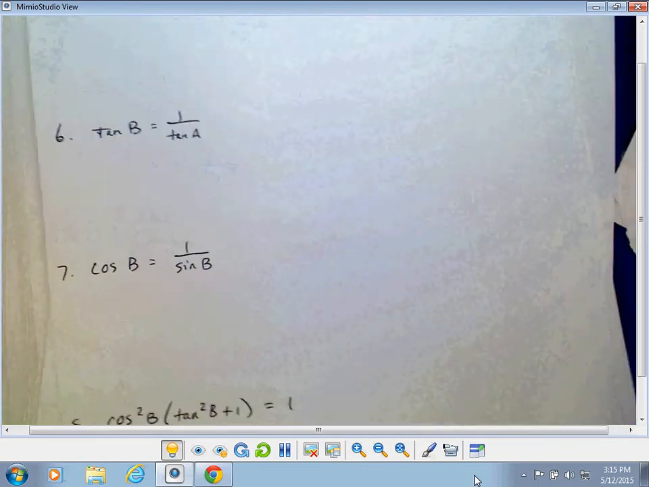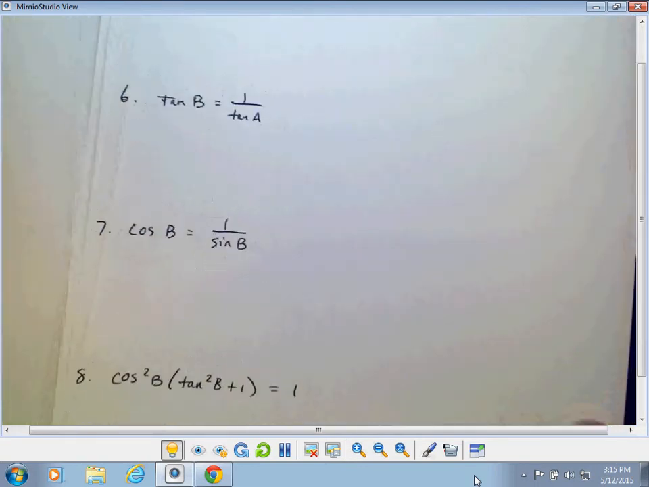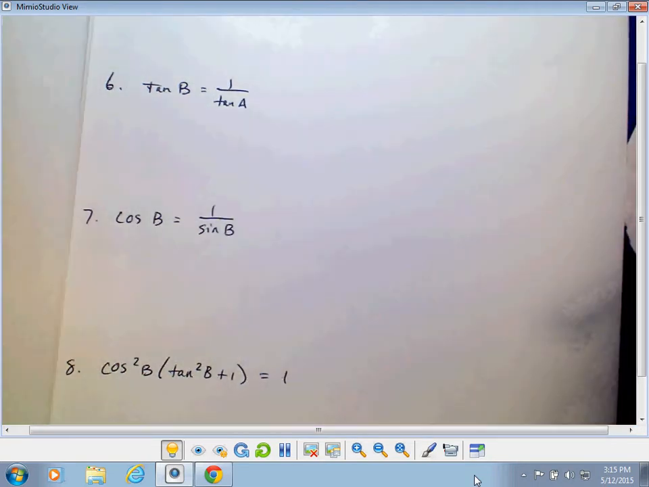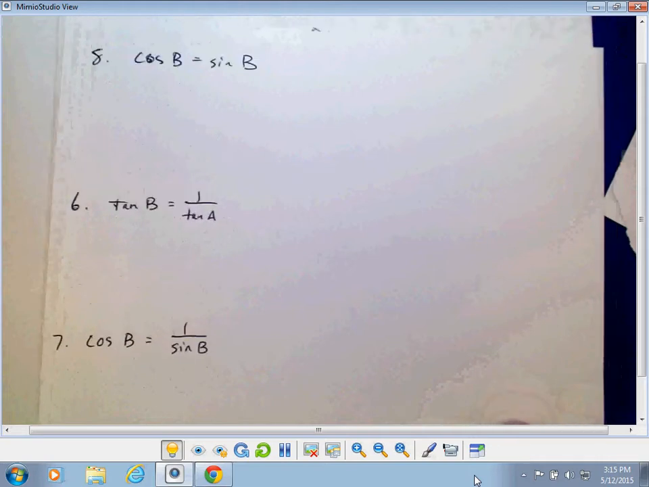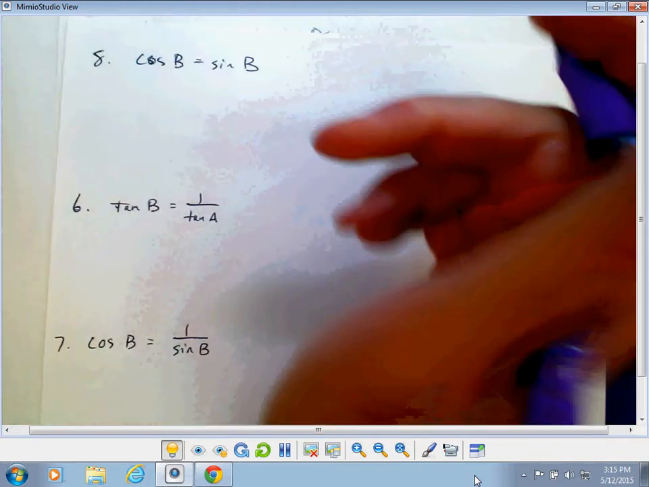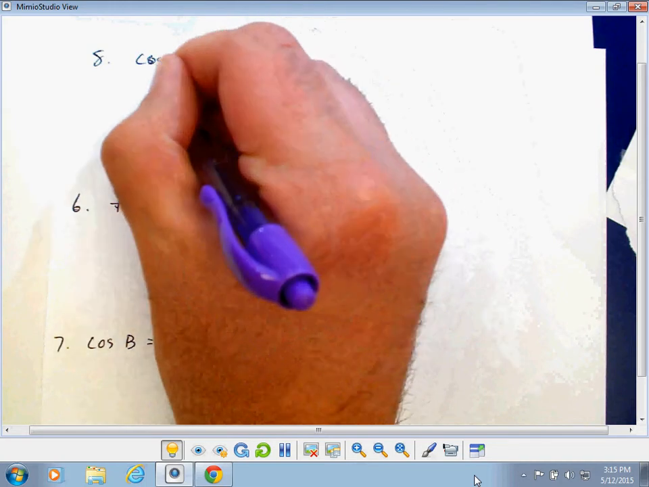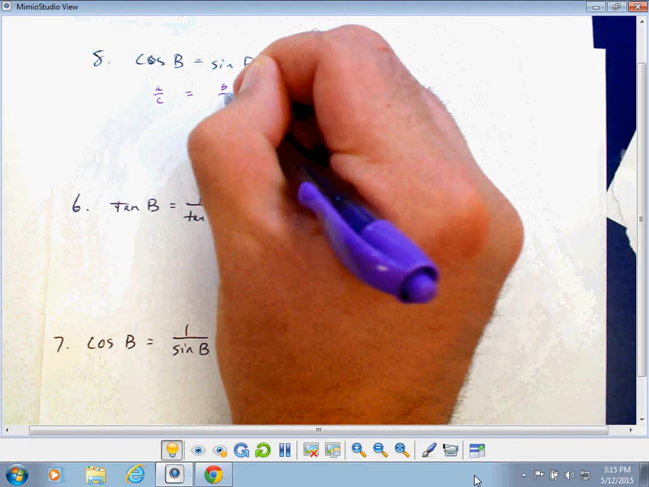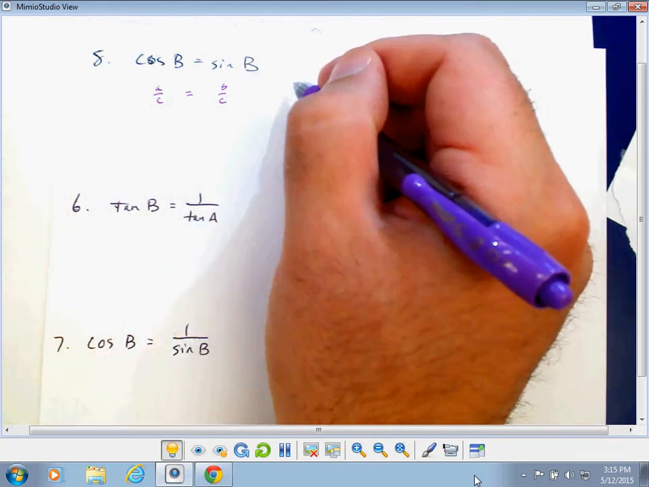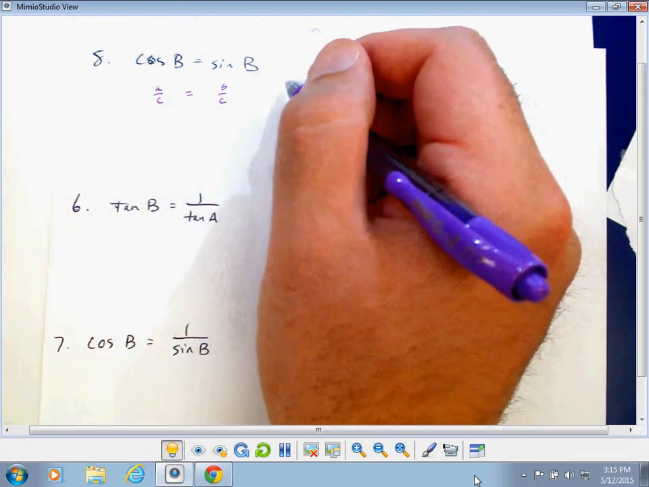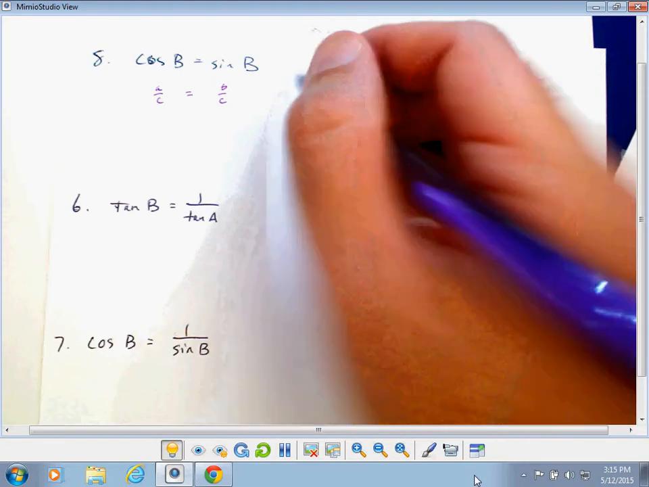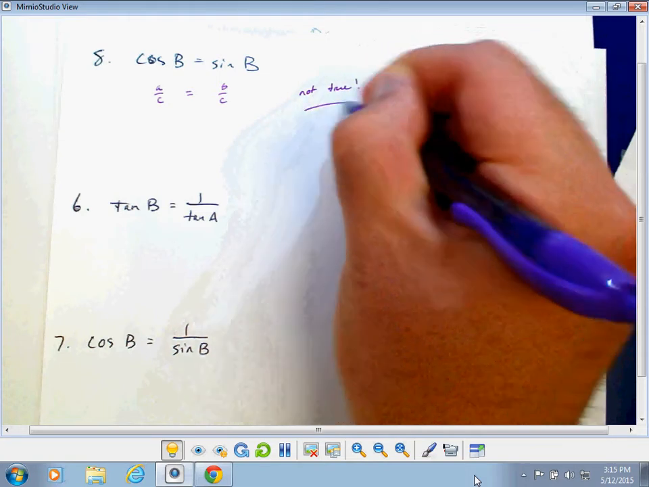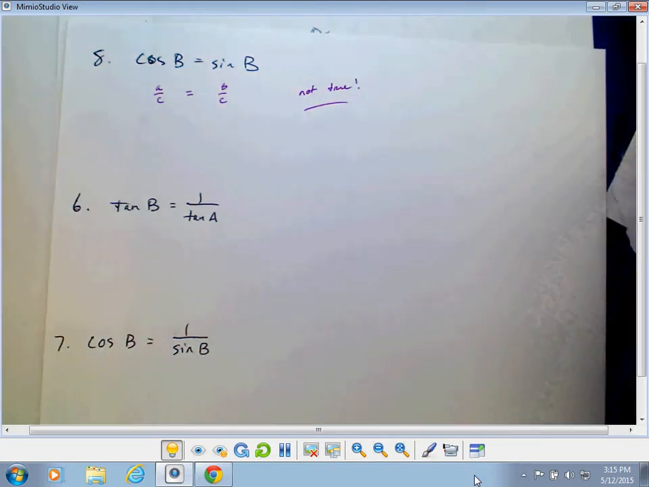So I go and look at the next set again. All right, I'm on to cosine B equals sine B. Again, I would say, how could that possibly be the case? How could cosine B equal sine B? But just to prove a point, cosine B is a over c, sine B is b over c. There's no way they're the same unless, of course, you had a 45-degree angle for each, like a 45, 45, 90. So this is not true for all but one type of angle.